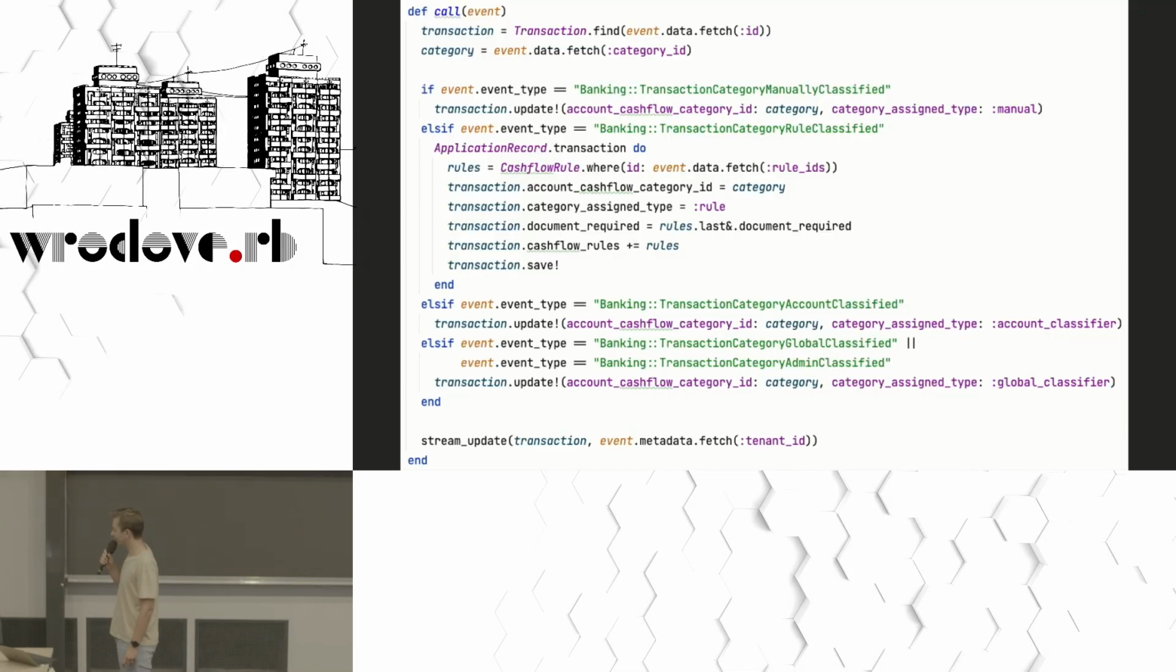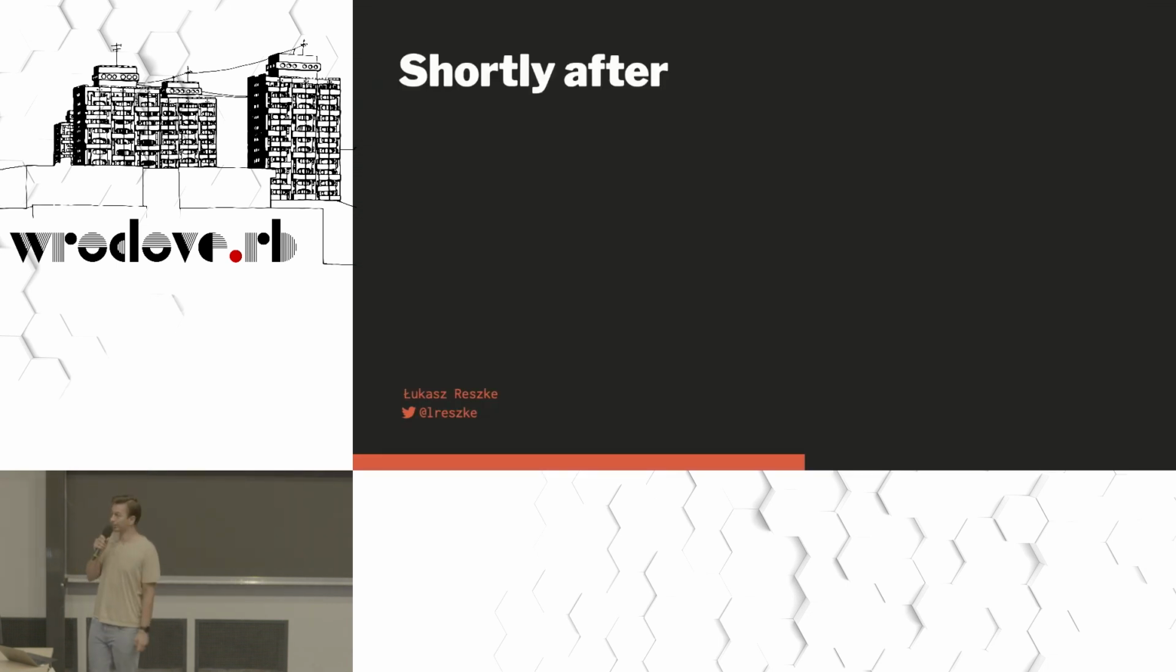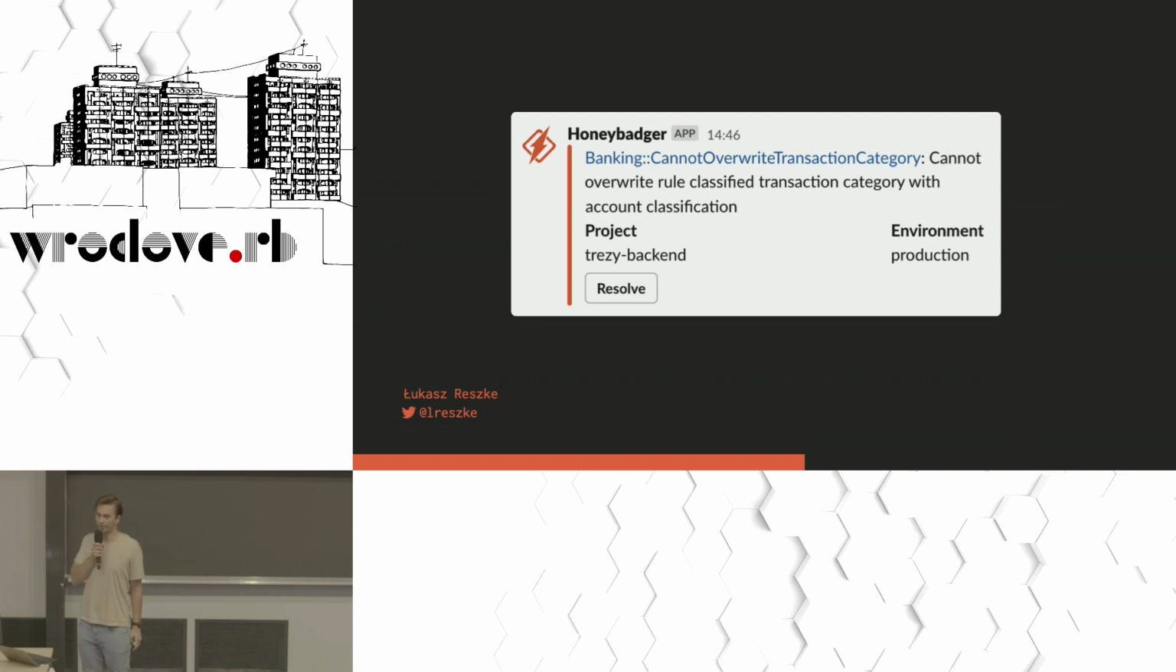All it does, it just updates the model, nothing else. Yeah, okay. So once we did that, we deployed it to production, of course, and shortly after, we got the Slack notification that I was really happy about. It says that there was an error saying that we cannot override rule classified transaction category with account classification. And as you remember from one of the previous slides, the rule classification is more important than the automatic one, right? So it cannot override it.